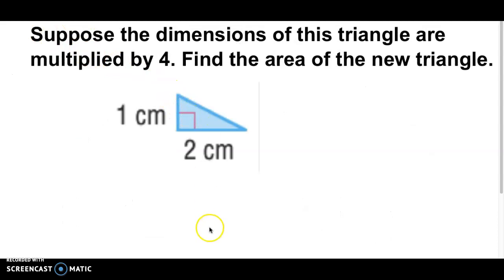This problem says, suppose the dimensions of this triangle are multiplied by 4. Find the area of the new triangle. Area equals base times height divided by 2. I would like you to do this problem. Pause the video, do this problem, and then you will see my answer when you hit play.